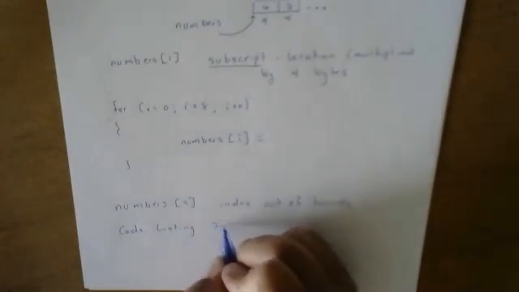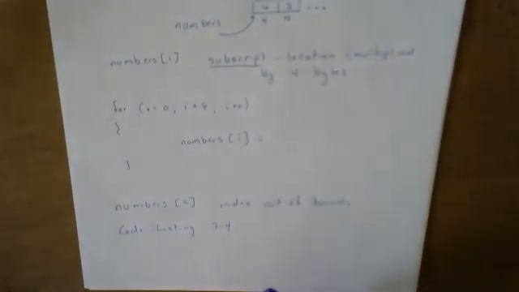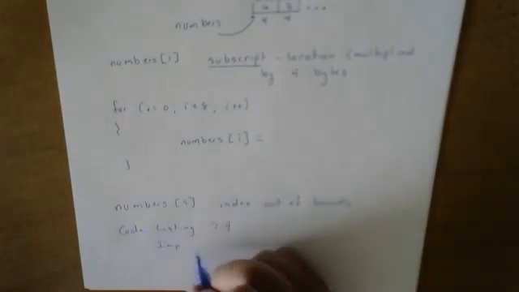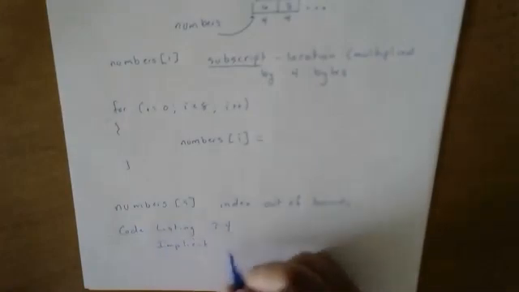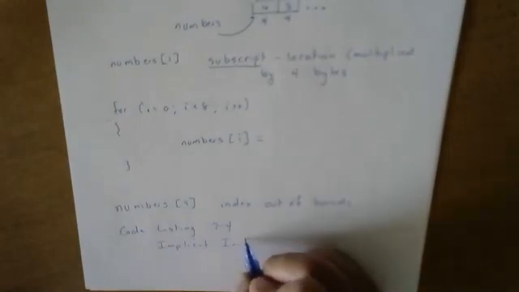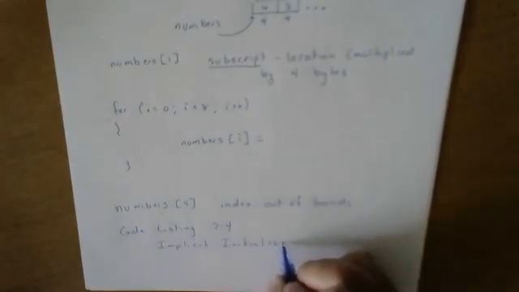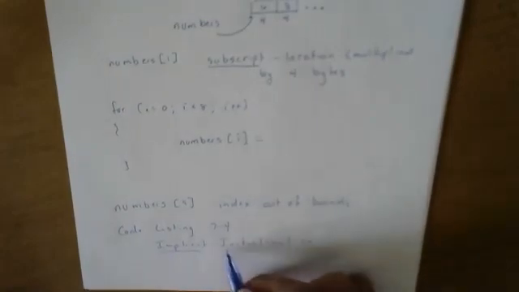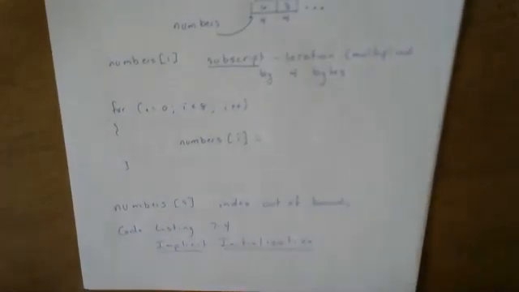In code listing 7.4, we are taking a look at something called implicit initialization. And you'll hear me use that term occasionally, implicit initialization. So here's an advantage of what we're going to talk about with arrays.